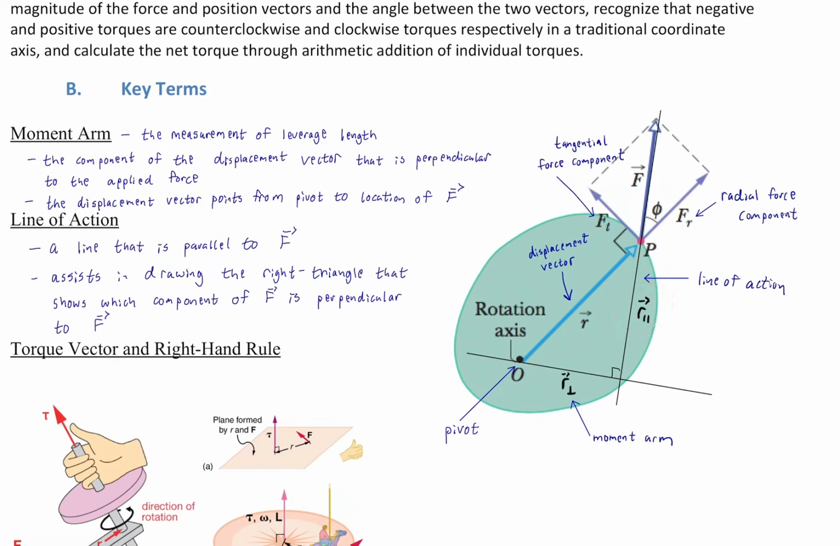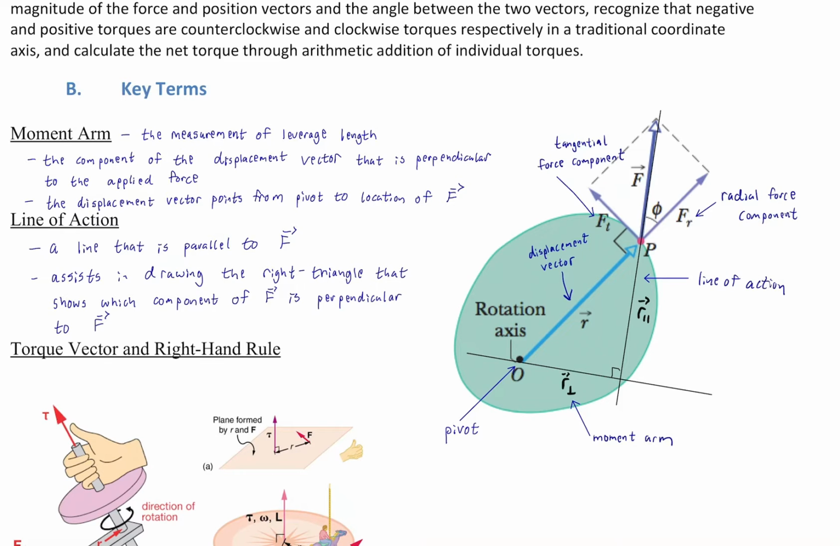Notice this notation. This is the same displacement vector R, and this is the parallel component, and this is the perpendicular component. Well, the perpendicular component is the one we care about. That is actually the moment arm. Because this distance, this parallel component of the displacement vector, the distance from the pivot to the applied force, is useless in creating leverage. All right?